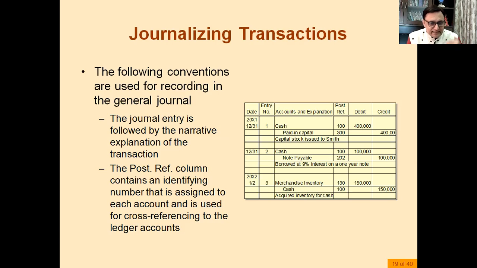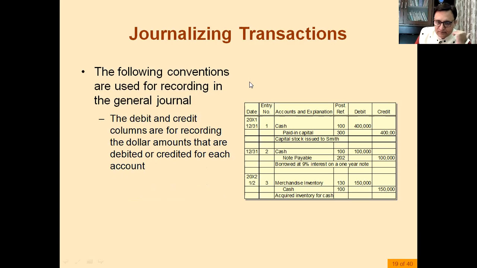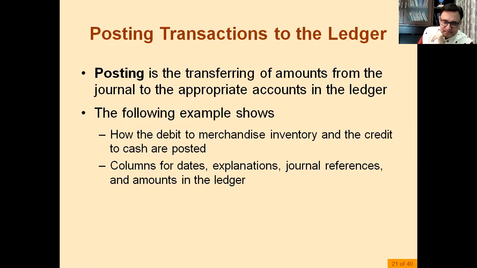Similarly, the ledger folio column contains an identifying number that is assigned to each account and is used for cross-referencing to the ledger account. So at what page of the ledger this transaction has been recorded will be reflected in that column. So this is the process of journalizing. Similarly, the debit and credit columns are for recording amounts, which may be in rupees or dollars, that are debited or credited for each account, because every transaction is going to affect two sides, that is the debit side and the credit side.